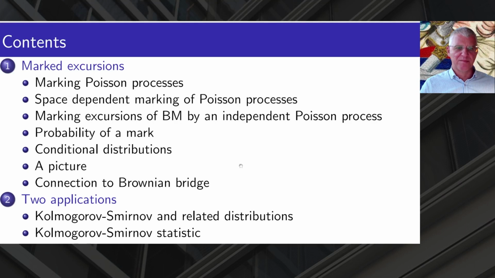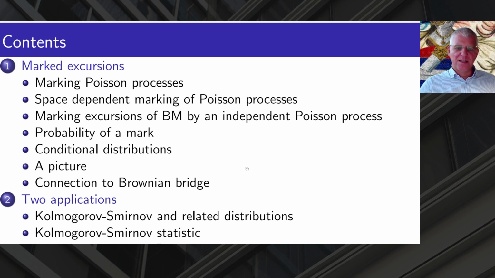I already explained what marking Poisson processes means. Space-dependent marking means that we can choose a die in every point of the space, and it can be a different die. I explained to you what marking excursions of Brownian motion by an independent Poisson process means. It's the same idea, and the fact that the marks are attached independently again depends on the simple property of Poisson processes, that if you look at the number of points in disjoint sets, you get independent Poisson random variables.